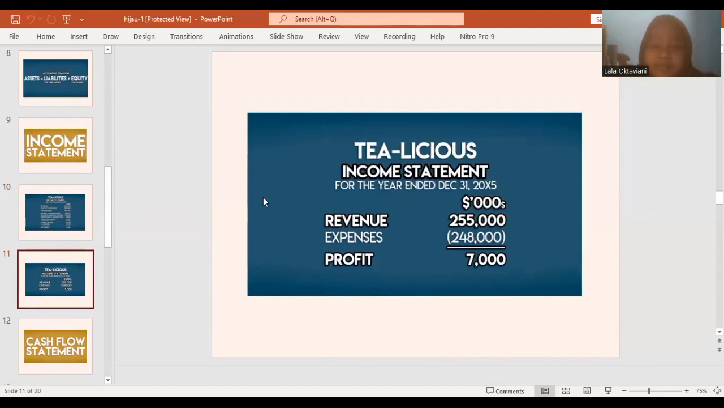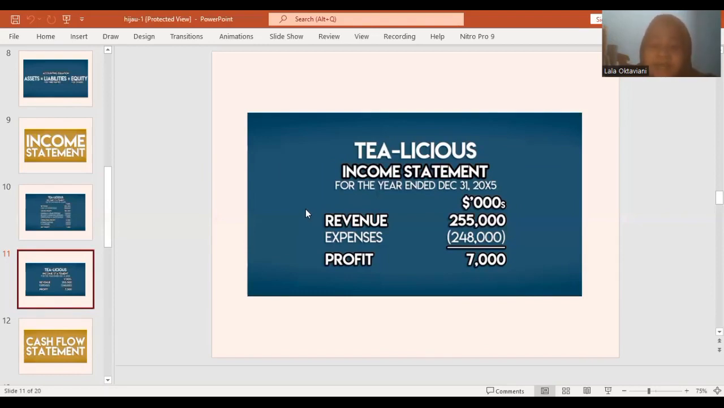Firstly, Delicious made $255 million in revenue, which is their top line, earned from selling products during the year. Secondly, it incurred $248 million in expenses. This includes the direct and indirect costs of running the business. And finally, when we subtract expenses from revenue, we see that Delicious generated $7 million in net profit on the bottom line.